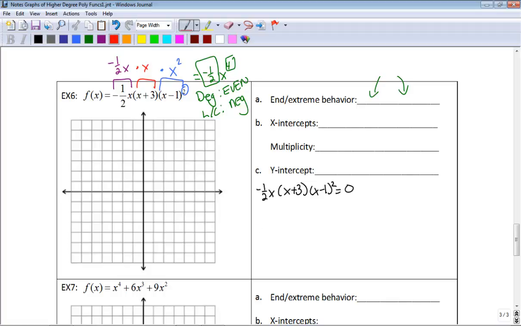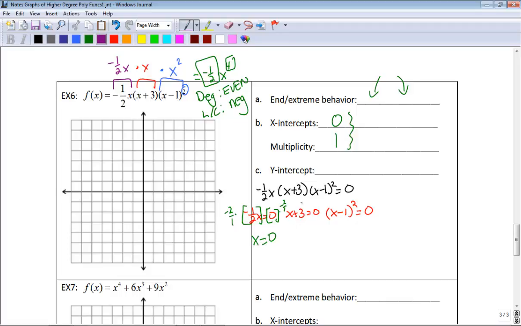So what do I need to do? I set each one of these factors equal to 0 and I solve them for x. So I have negative 1 half x equals 0, x plus 3 equals 0, and x minus 1 raised to the 2nd power is equal to 0. Solving for x over here, if I multiply both sides by the reciprocal, which is negative 2 over 1, I end up with x is equal to 0. Well, how many times is 0 a 0? Well, remember, if I wanted to, I could put a 1 next to that x, so it only occurred once. So my multiplicity for 0 is 1.